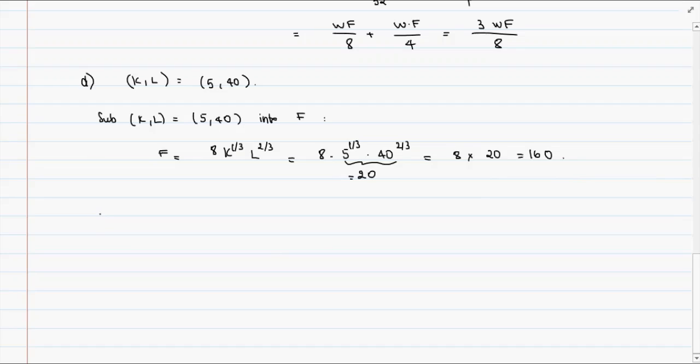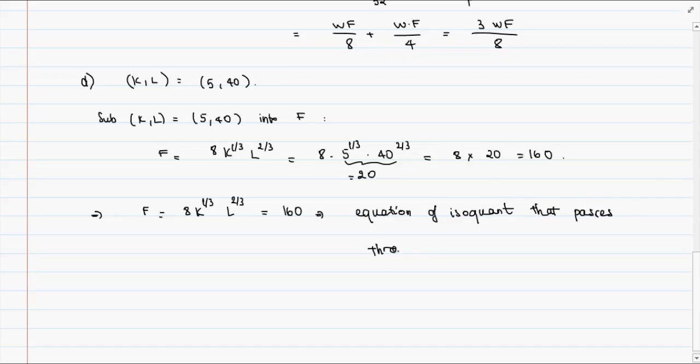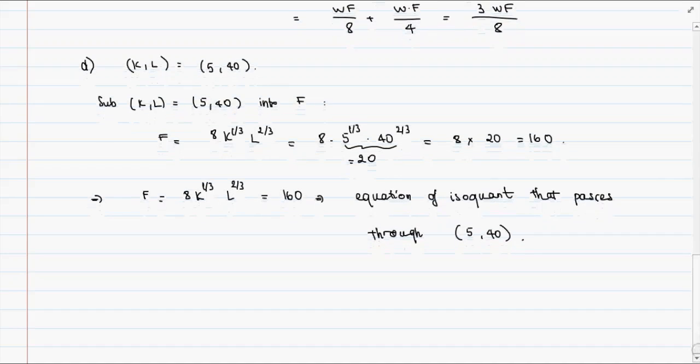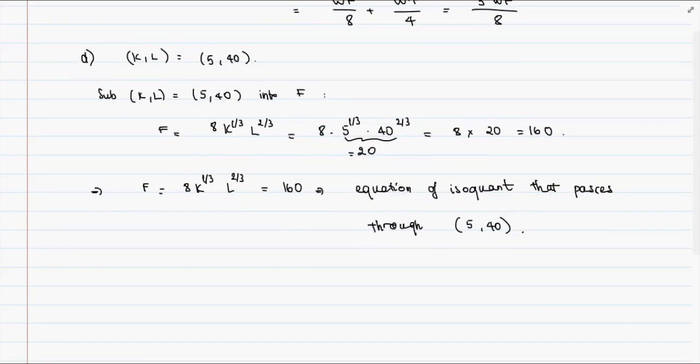Okay, so the isoquant is going to have an equation of 8K 1 on 3 L 2 on 3 equal to 160. So any combination of K and L that is satisfying this equation over here is going to be on the isoquant of 160. Okay, so this is the equation of the isoquant that is passing through the point 5 and 40. Okay, so we would like to draw this on a diagram. So this is our equation.